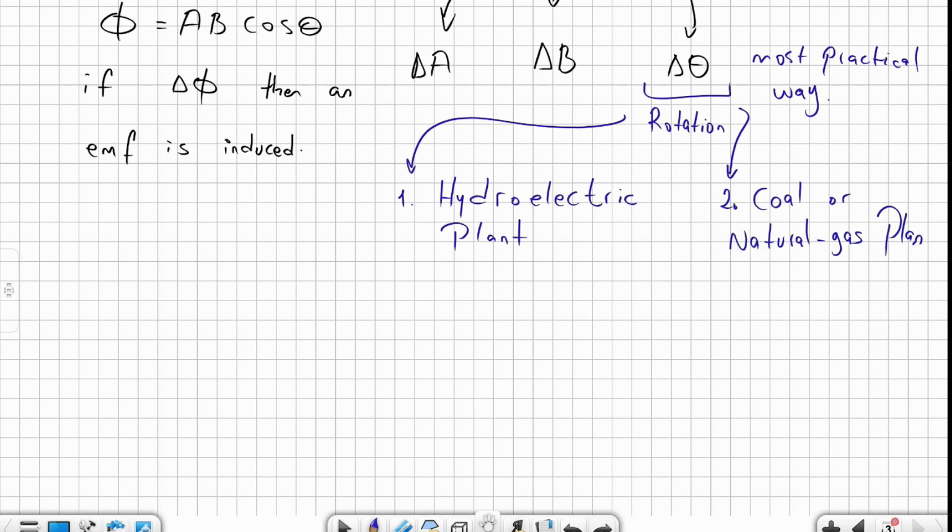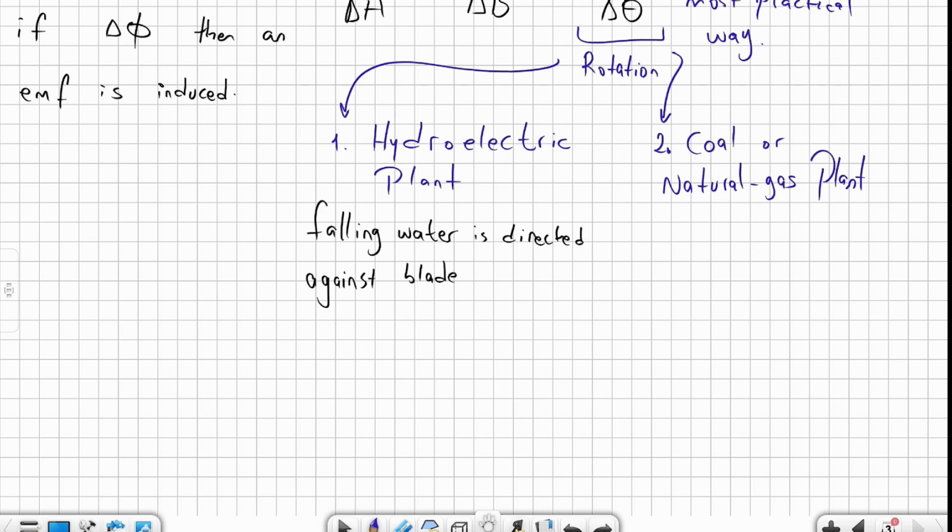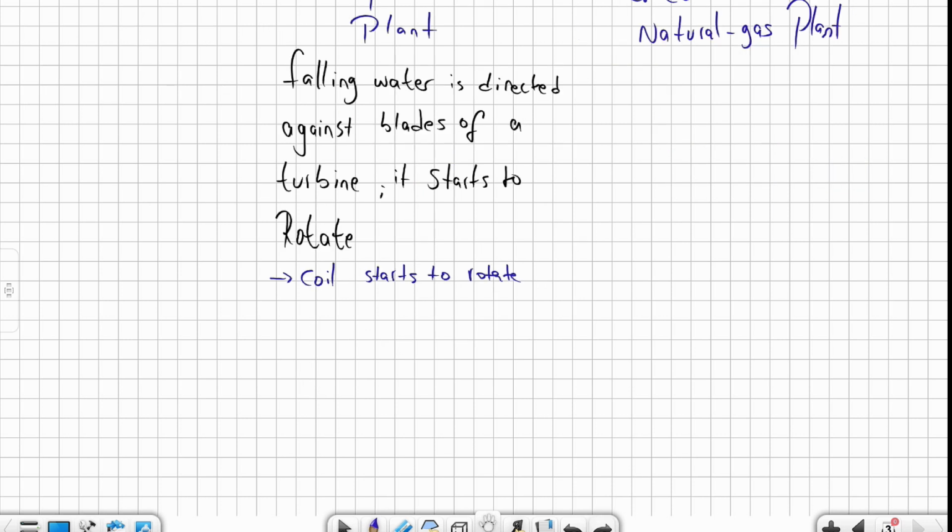In the hydroelectric power plant, the falling water is directed against the blades of the turbine, and the turbine starts to rotate. The turbine is connected to a coil, so it will be rotating this coil inside a magnetic field. Now we have a change in theta because of the rotation, so you'll have a change in flux continuously. You'll have induced EMF, induced current, and induced magnetic field. All of them happen together.